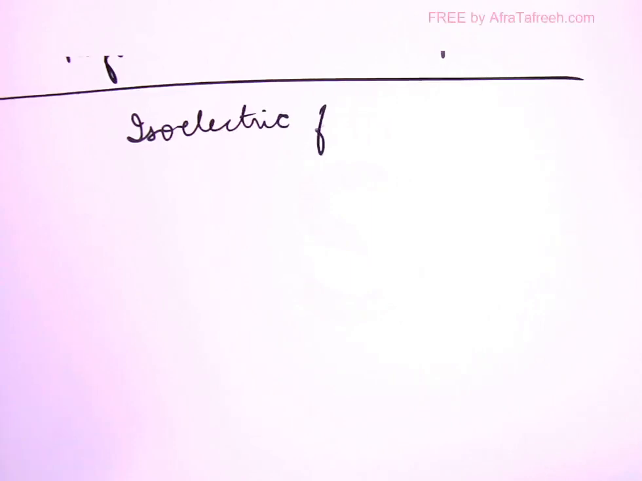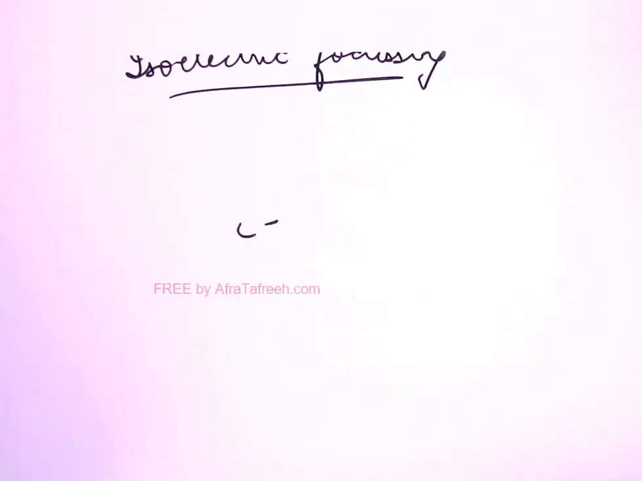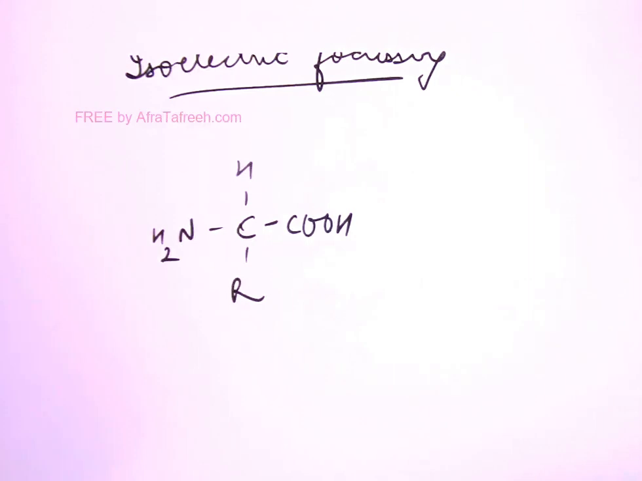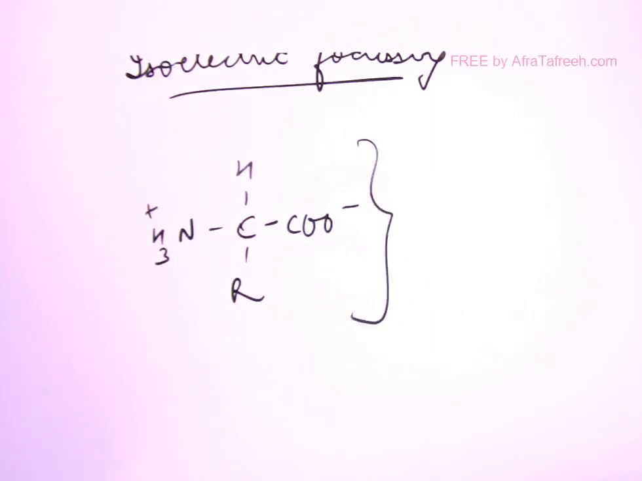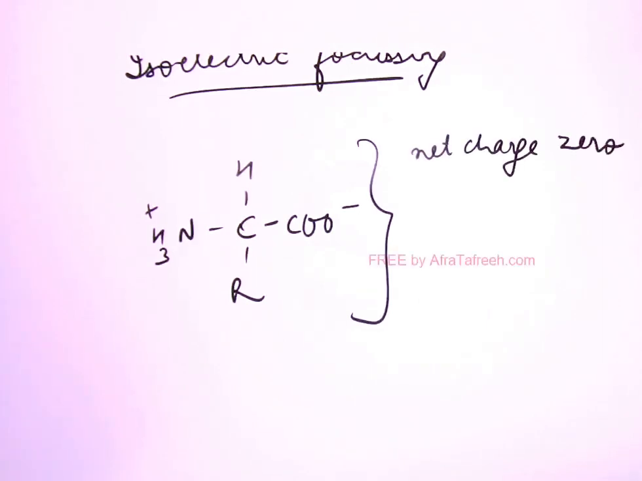Now there's one more special electrophoresis called isoelectric focusing. We will take this, but first let's take the basics. You know, amino acid structure is this: there is a carboxy group on this side, an amino group on this side, and H here and R here. But in the body, amino acid gets ionized. It will get ionized to give negative charge on carboxy and positive charge on amino group. So in this kind of structure, the net charge is 0.